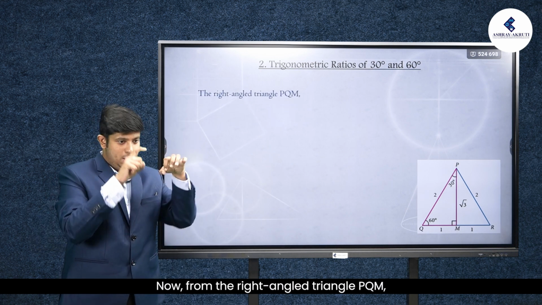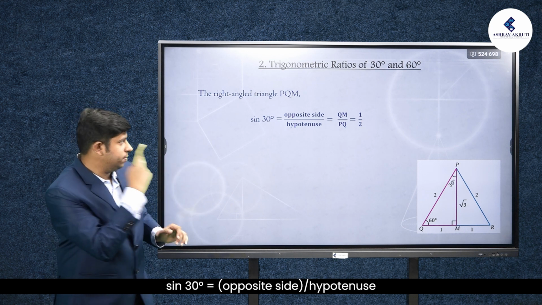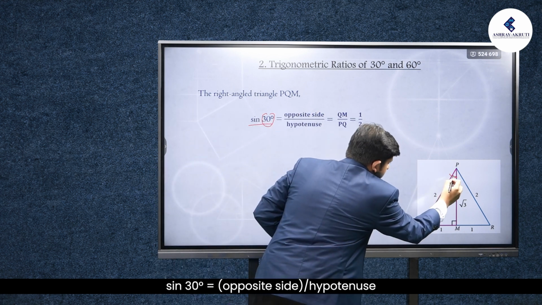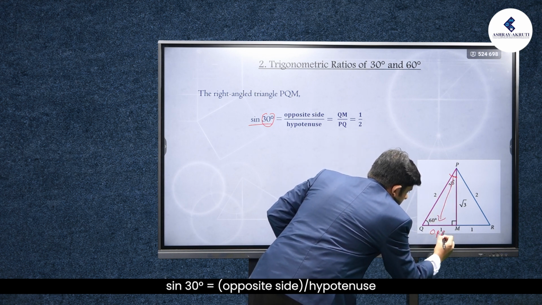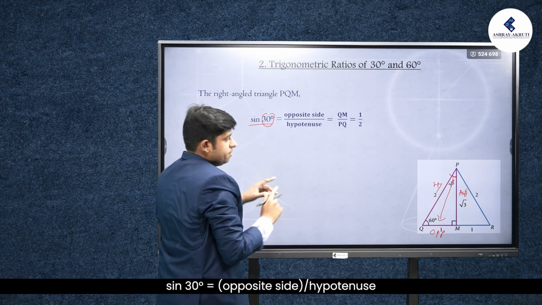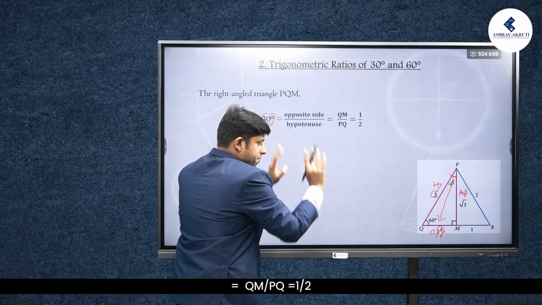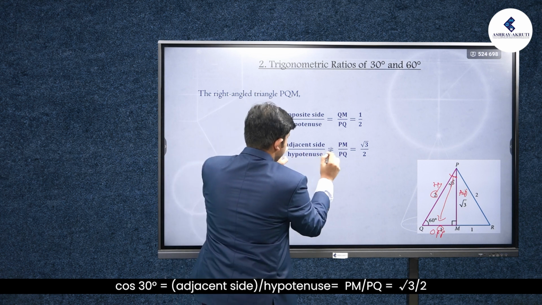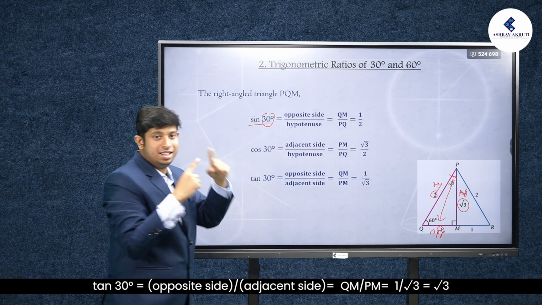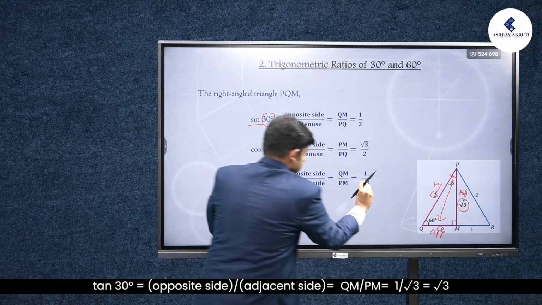Now, from the right angle triangle PQM, sin 30 degrees is equal to opposite side by hypotenuse. That is equal to QM by PQ, that is equal to 1 by 2. Cos 30 degrees is equal to adjacent side by hypotenuse, that is equal to PM by PQ, that is equal to root 3 by 2. Tan 30 degrees is equal to opposite side by adjacent side, that is equal to QM by PM, which is equal to 1 by root 3.